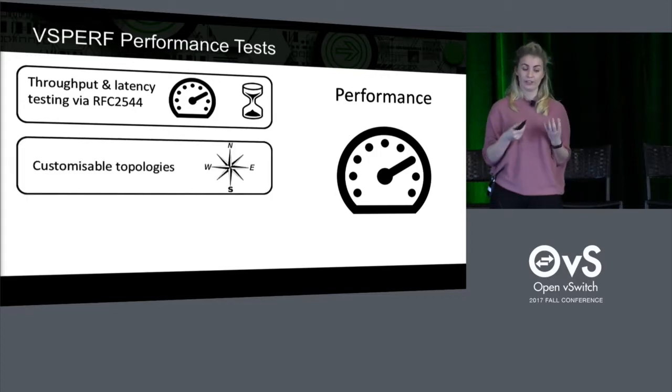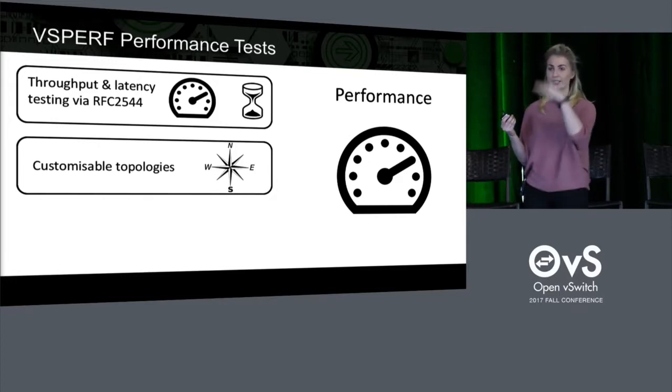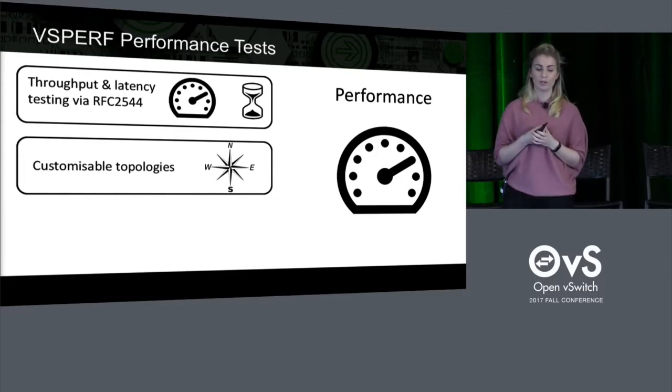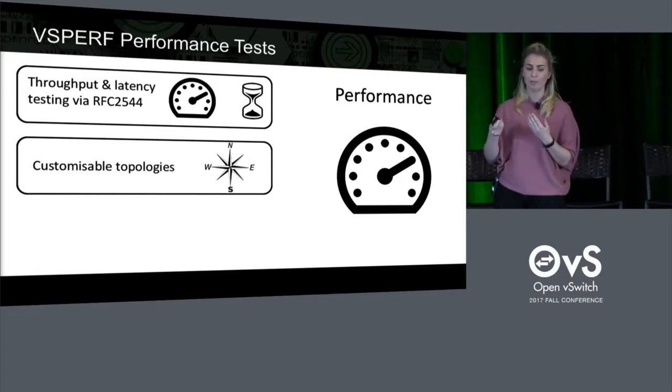And that test and the other tests can be run on different types of topologies. So if you're interested in switching packets north-south between a NIC and a VM, you can set it up like that. Or if you're more concerned with east-west traffic between VMs, you can set that up. Or multiple combinations of that, like VMs in parallel or VMs in series, loads of options there. And of course, each of those will have their own associated performance profile.